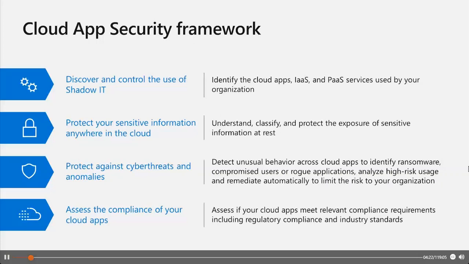So the framework itself is defined in 4 points. The first one is discovering and controlling shadow IT. So you can identify cloud apps, IaaS, and PaaS services used by your organization, by your users themselves. You can investigate usage patterns, assess the risk levels, and for example the business readiness, with more than 60,000 SaaS apps against more than 80 risks. The second point is the protection of your sensitive information anywhere in the cloud.